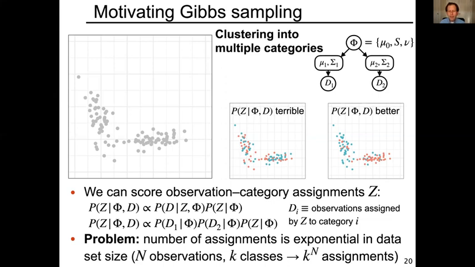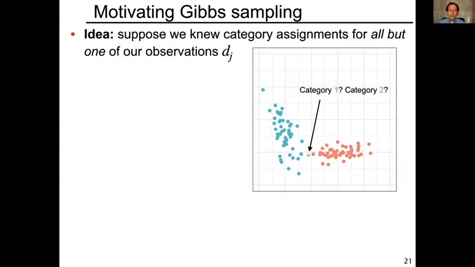So if we have n observations that we're considering k categories for, then we have k to the n possible assignments, and that's not going to scale. So this motivates the idea of Gibbs sampling. Here's the idea, and then I'm going to give you the formal definition. This is the technique that we're using for the case studies that we're seeing in this lecture.